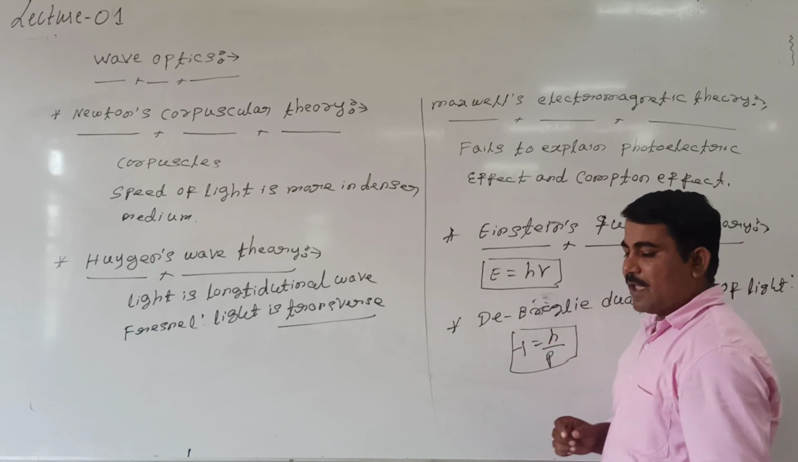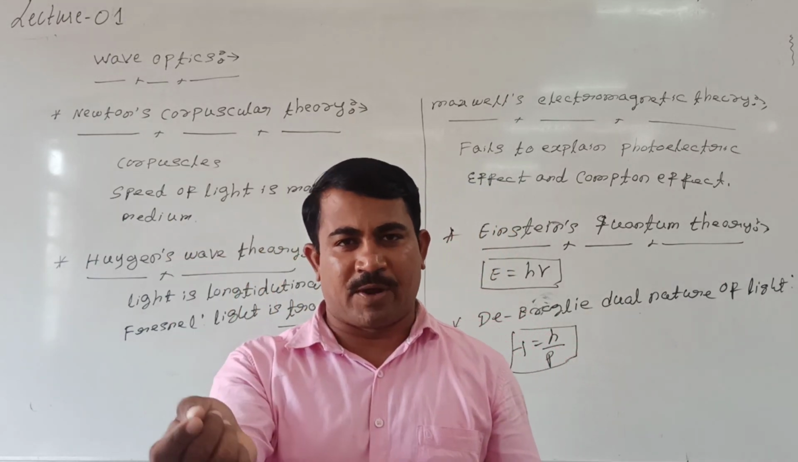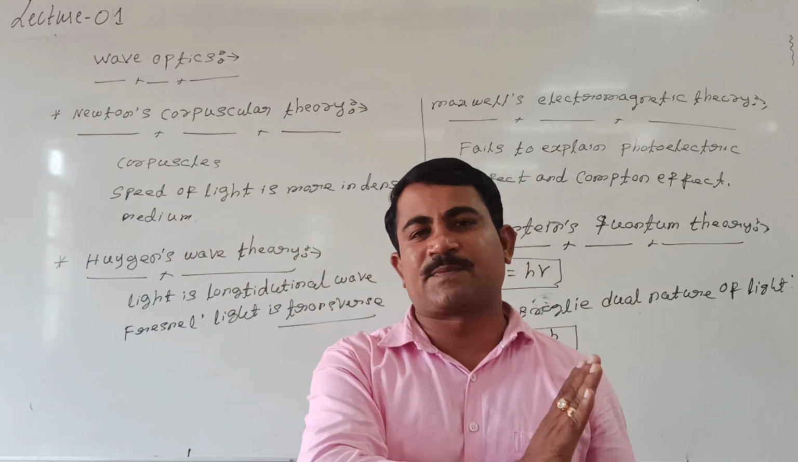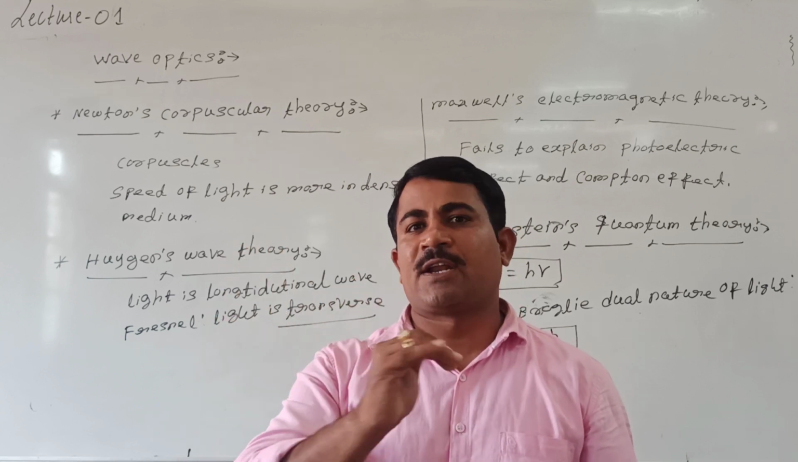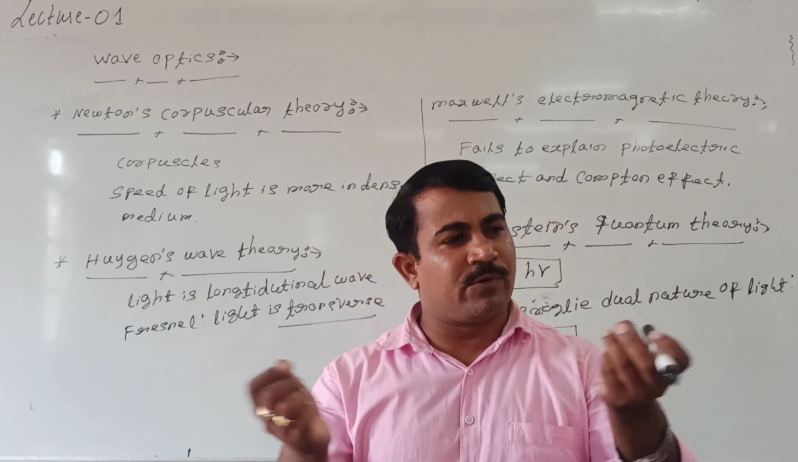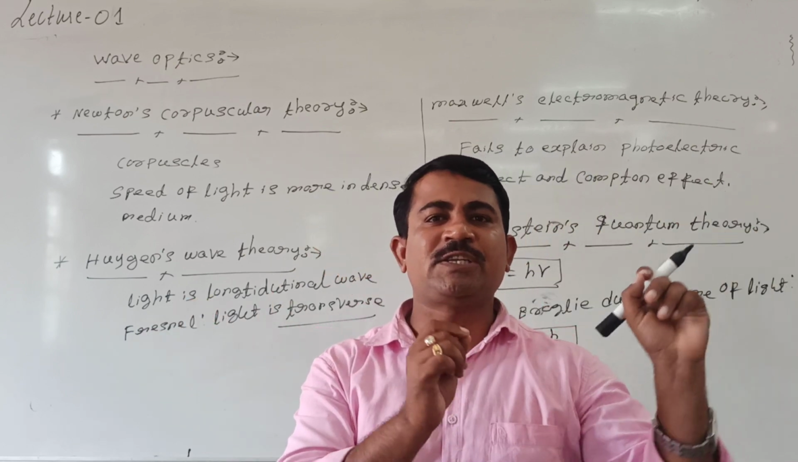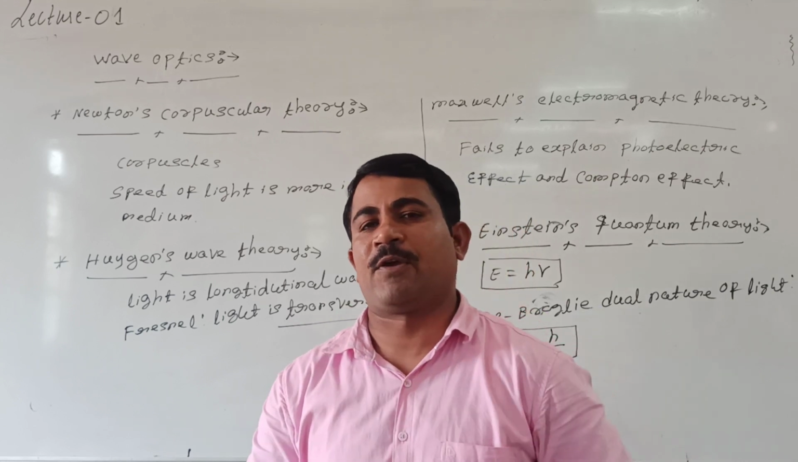What he says is that every particle, when it is moving, is associated with a wave. What are those particles? Either protons, neutrons, electrons, alpha particles, beta particles, or gamma particles. Whatever small particles are moving, each particle is associated with a wave, and that wave he called the de Broglie wave.